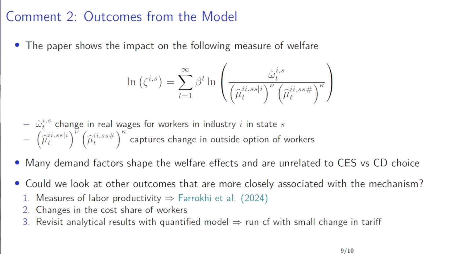I think it would be interesting to discuss a bit more the changes in the cost share of workers, like what are the differences in the baseline. There is a very brief discussion, and also revisit the analytical results with the quantified model. You could look at these three different mechanisms and look at what is the relative importance of those three mechanisms when you have a small change in the tariff.